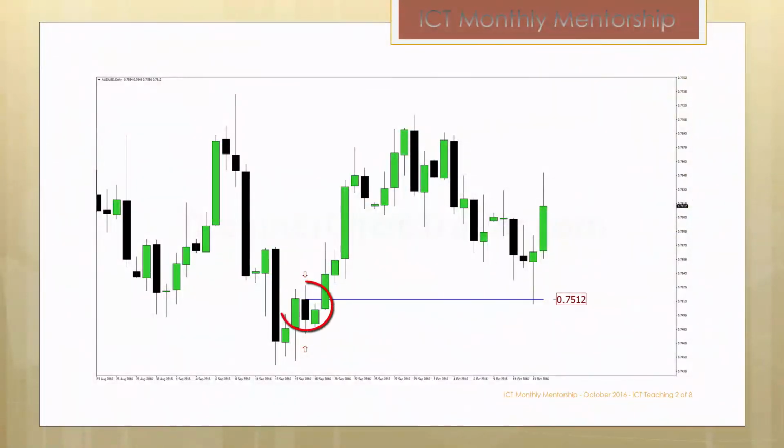Okay, sticking to our model, we used the Aussie dollar daily chart the last time. We're going to look at this same setup and we're going to look at it in terms of refining it with lower risk.